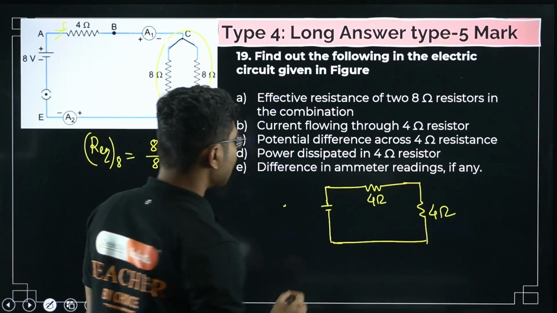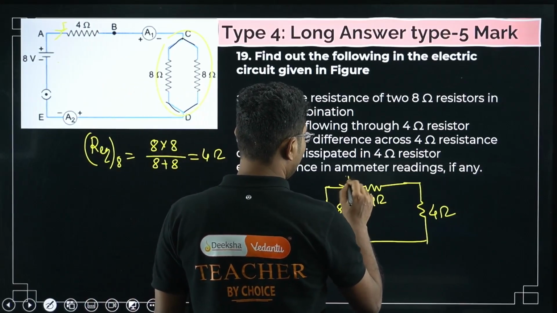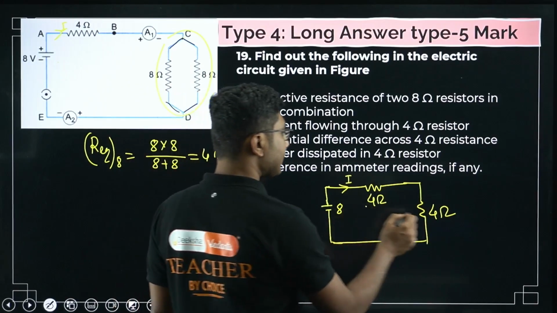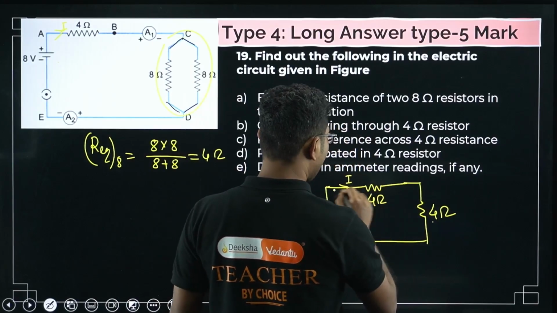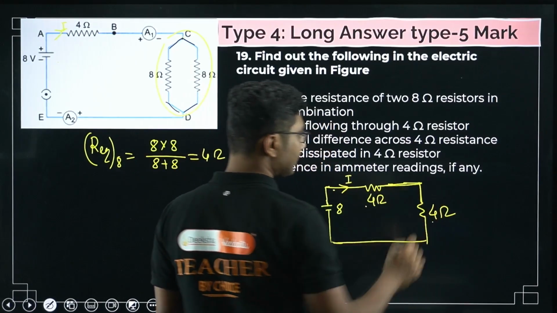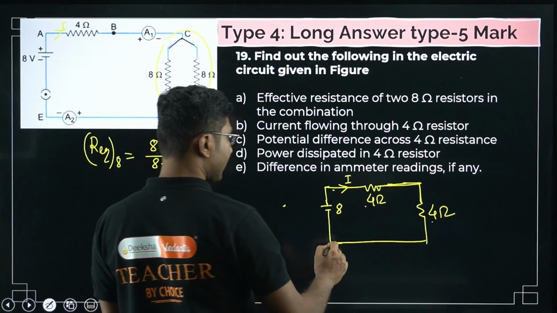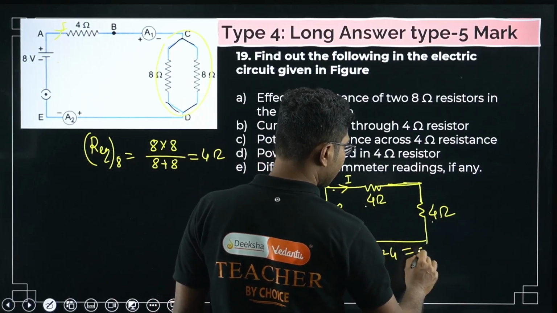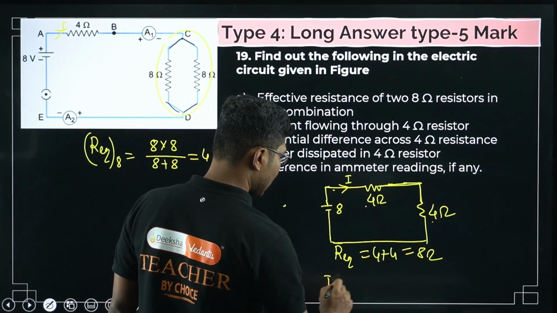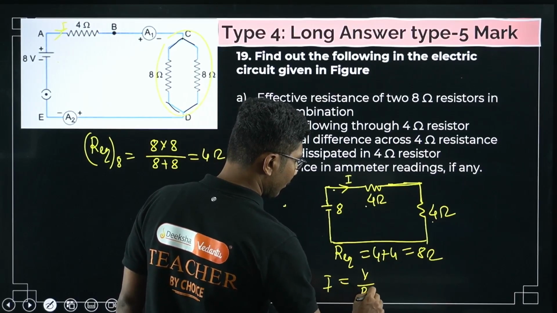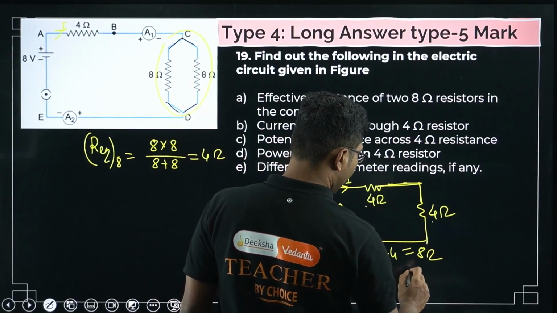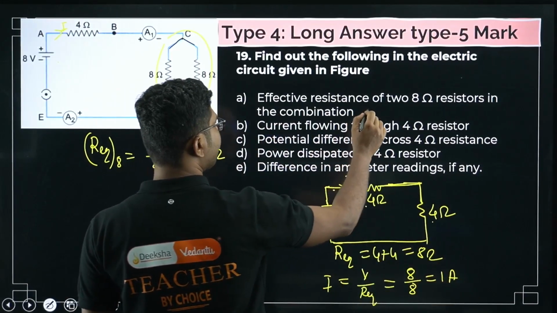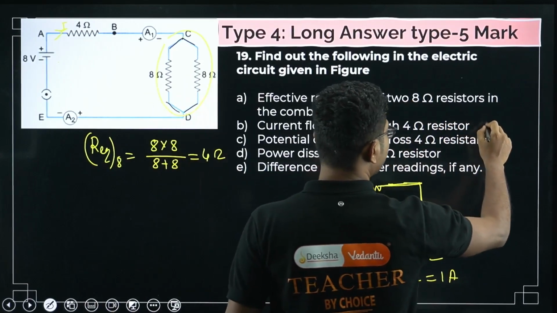Now what is the current? These two resistances are now connected in series. As you can see, once this resistance ends, the other resistance starts. So they are connected in series. The equivalent resistance in this case, Req, is 4 plus 4, that is 8 ohm. So what is the current? Current is V divided by Req, that is 8 divided by 8, that is 1 ampere. So the current through the 4 ohm resistor is 1 ampere.